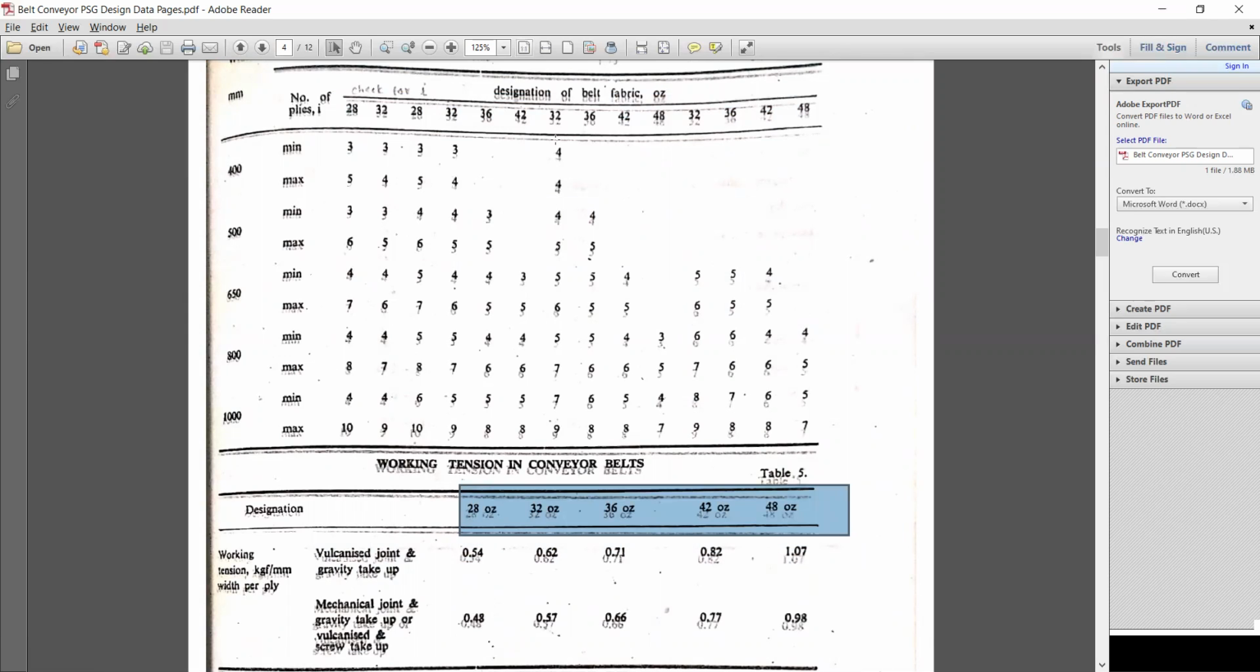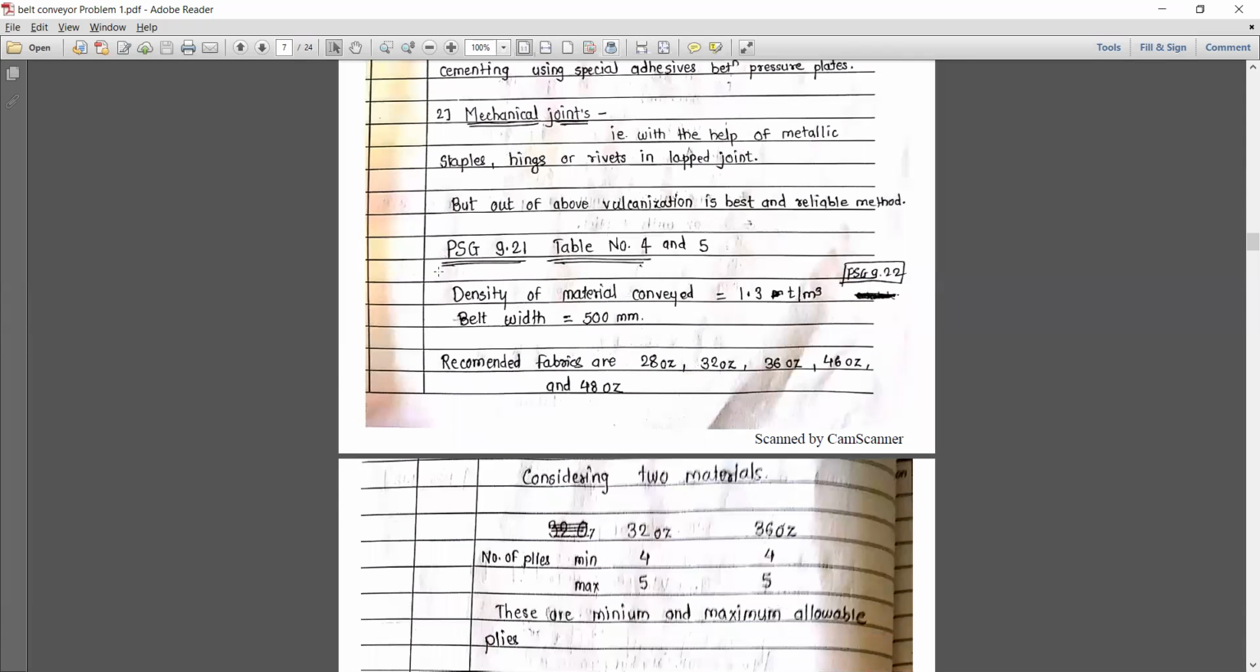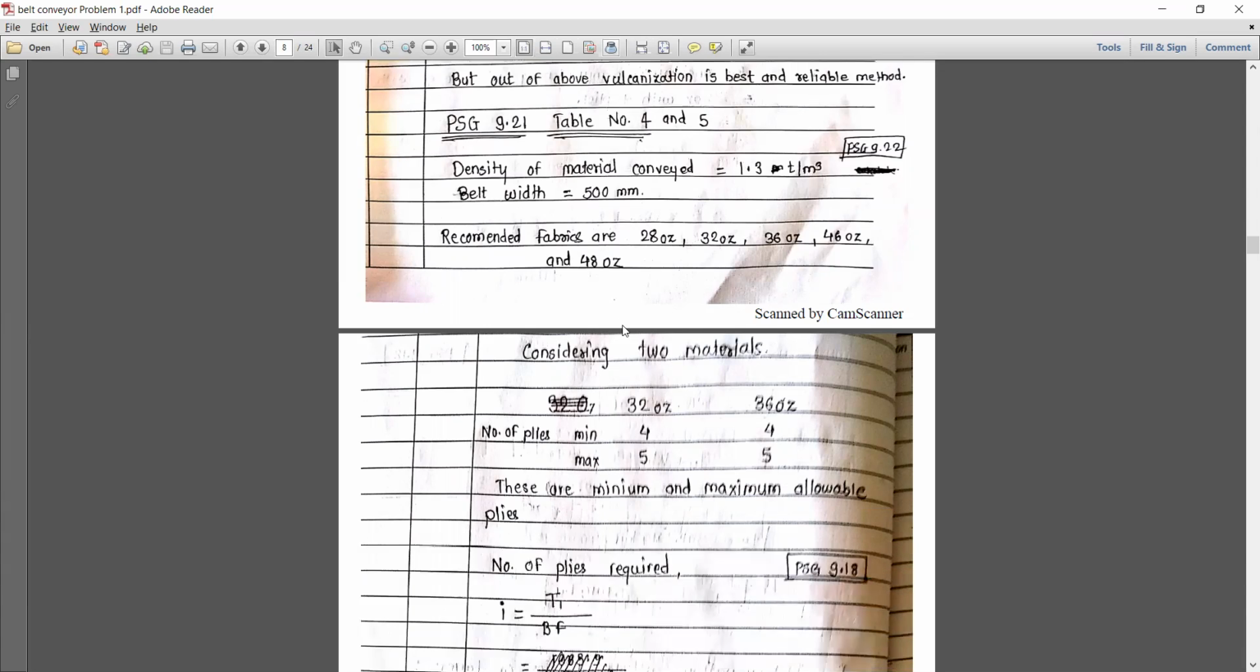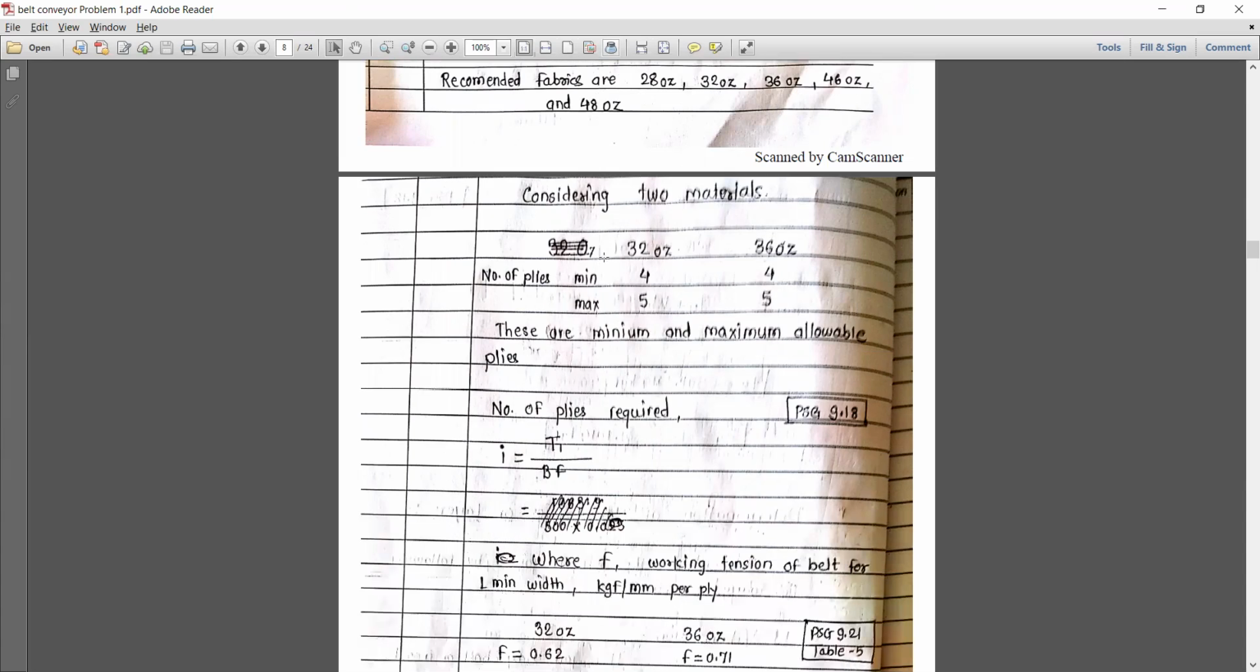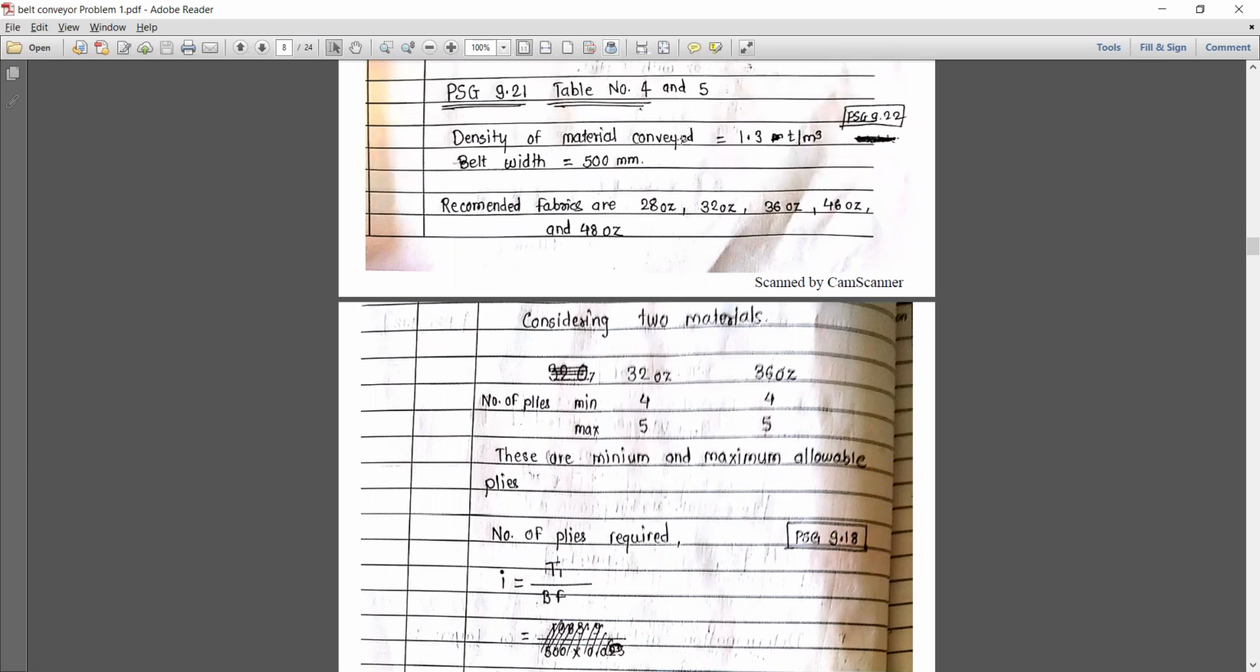Okay, let's go to the calculation. So the density of the material conveyed is 1.3 ton per meter cube, and the width of the belt is 500 mm. So recommended fabrics are 28 OZ, 32 OZ, 36 OZ, 46 OZ, and 48 OZ. Now considering two options, that is 32 OZ and 36 OZ, as the density of material is 1.3.